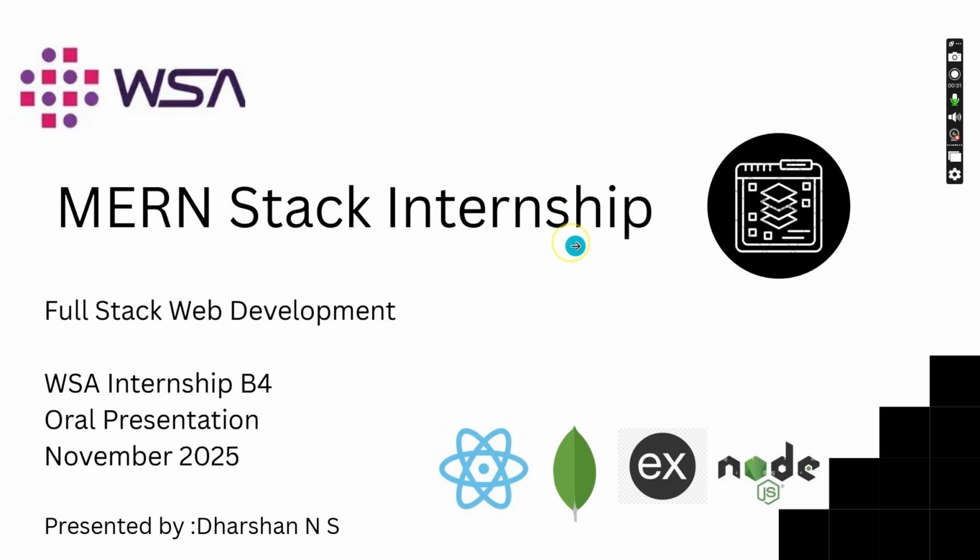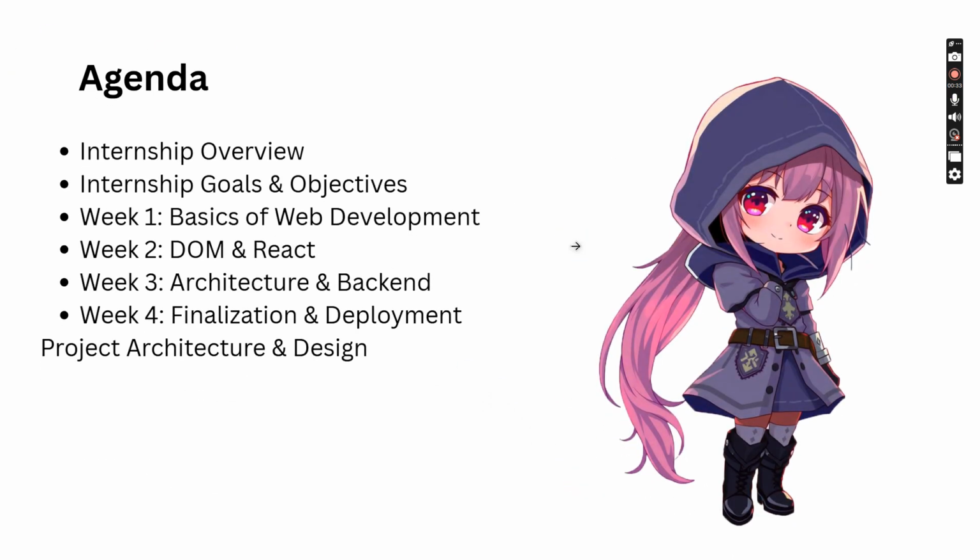The agenda topics covered in this are: internship overview, internship goals and objectives, week 1 basics of web development, week 2 DOM and React, week 3 architecture and backend, week 4 finalization and deployment. These were the things that we learned on a weekly basis while building the project. And finally, the project architecture and design.